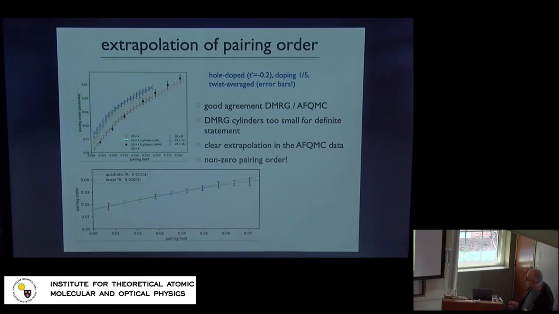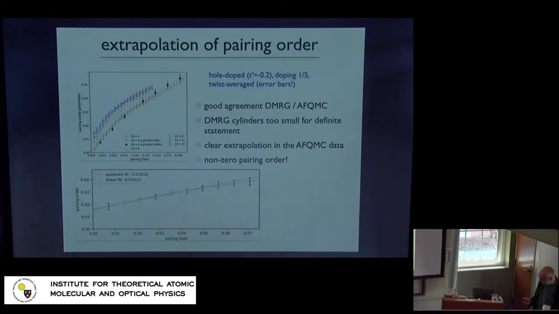DMRG and QMC are in very nice agreement, but what you see are these weird error bars. Now, whoever has done DMRG knows that when it works, the error bars are essentially non-existent. It either works or it fails. So where do these error bars come from? And the QMC people have essentially the same problem, because this comes from averaging over the boundary conditions.